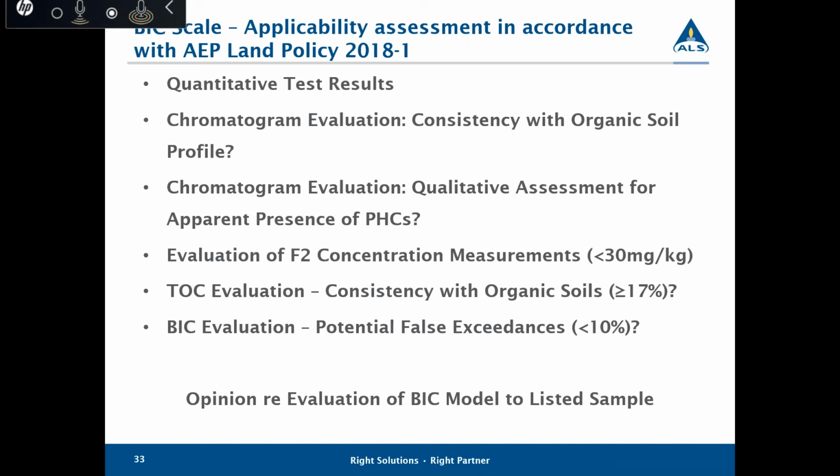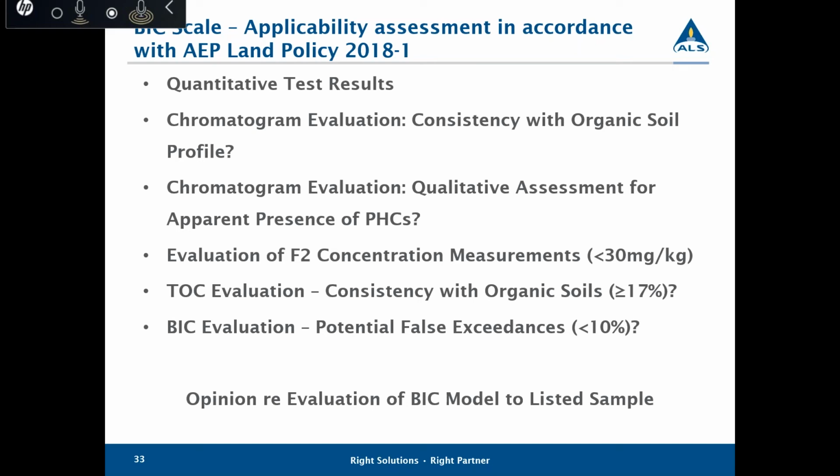So total organic carbon results have to be evaluated, so they have to be consistent with organic soil. Usually the TOC values have to be either equal to or more than 17%, so those are the typical numbers for the organic soils. Peat samples have more than 40% TOC, and in compost samples we can see from 50 to 60% TOC.